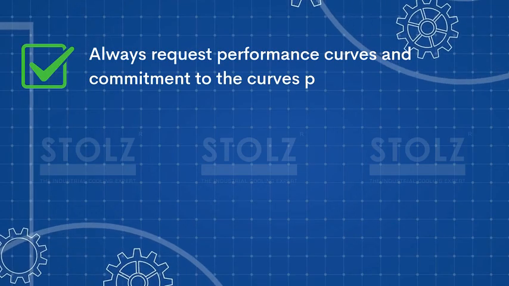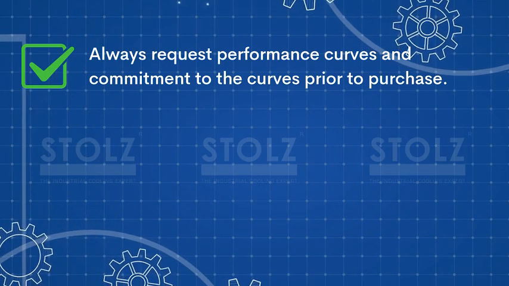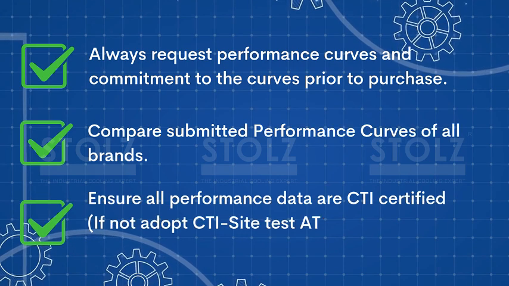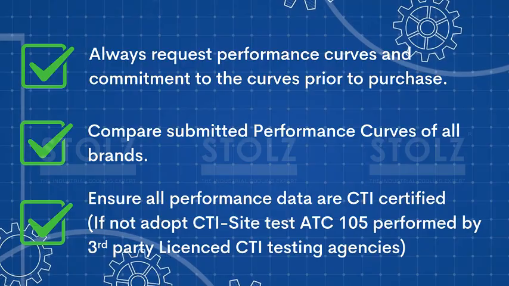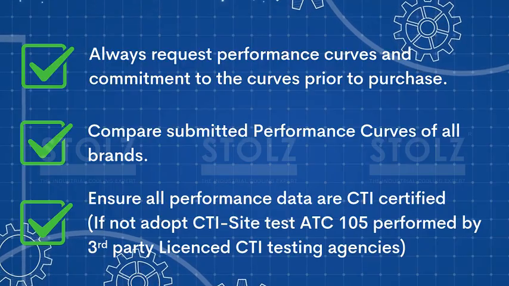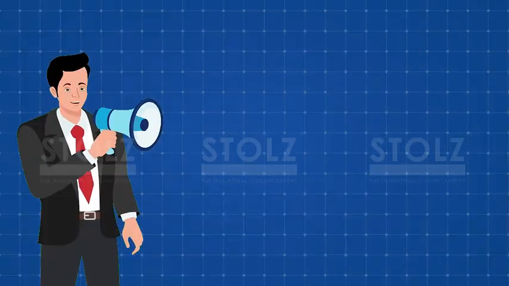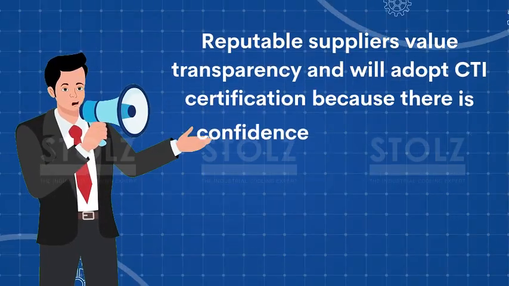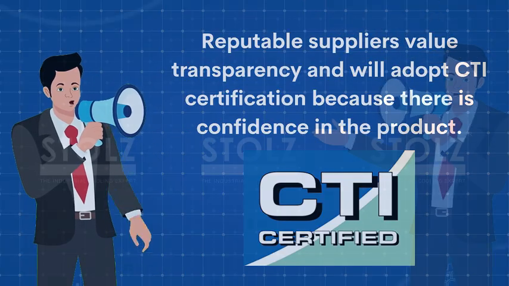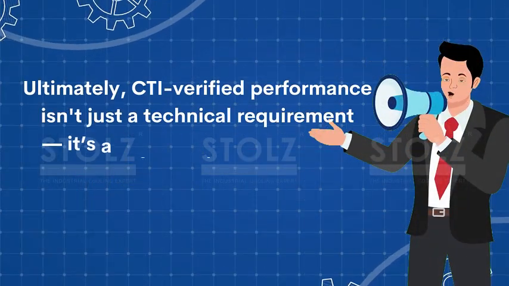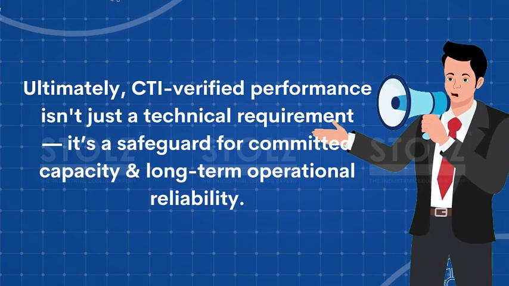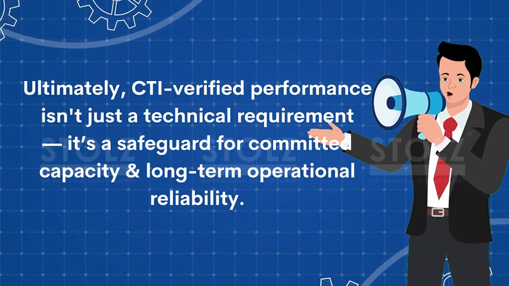Always request performance curves and commitment to the curves prior to purchase. Compare submitted performance curves of all brands. Ensure all performance data are CTI certified. If not, adopt CTI Site Test ATC 105 performed by third-party licensed CTI testing agencies. Reputable suppliers value transparency and will adopt CTI certification because there is confidence in the product. Ultimately, CTI verified performance isn't just a technical requirement, it's a safeguard for committed capacity and long-term operational reliability.